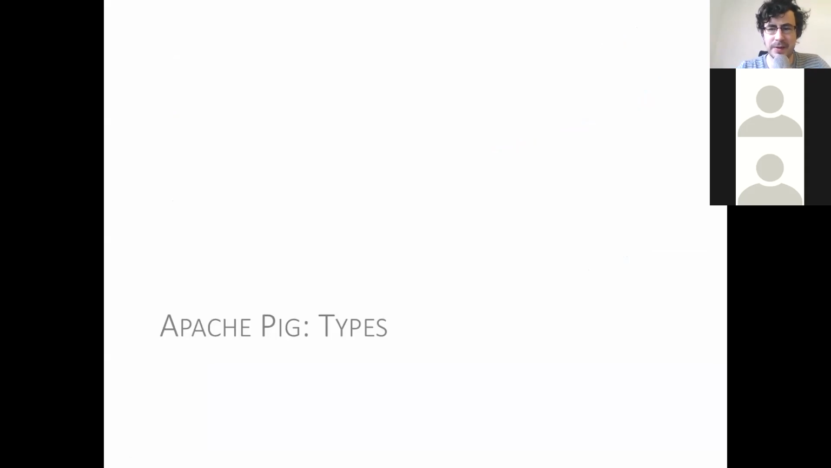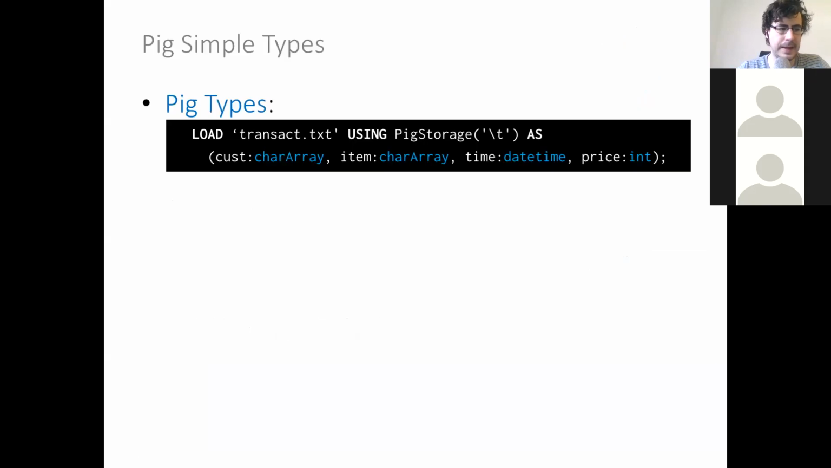Okay, so I spoke about a domain. A domain in SQL would be varchar, int, and so forth, defining the types. So we can do something similar in Pig. The names are slightly different. A string is called a char array rather than varchar. We have date times, and we have time defined as a date time and price as an int. Actually, in our example, we had it as a string, but in this case, we'll assume it's an int.